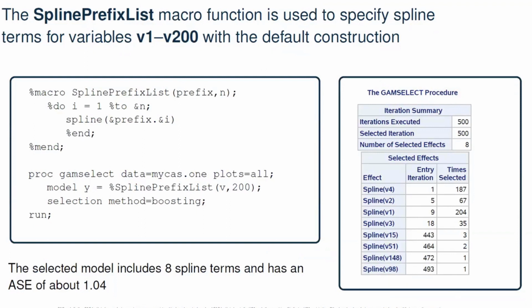You can see that the 4 true effects were selected for the majority of the iterations, and that the 4 noise terms were selected a small number of times towards the end of the algorithm. This model yields a good fit with an ASE of about 1.04, and an oracle model should have an ASE of about 1 in this case. So this is a very good fit.